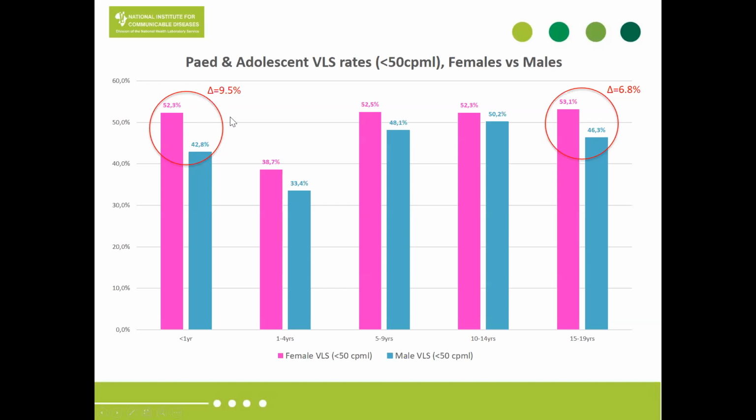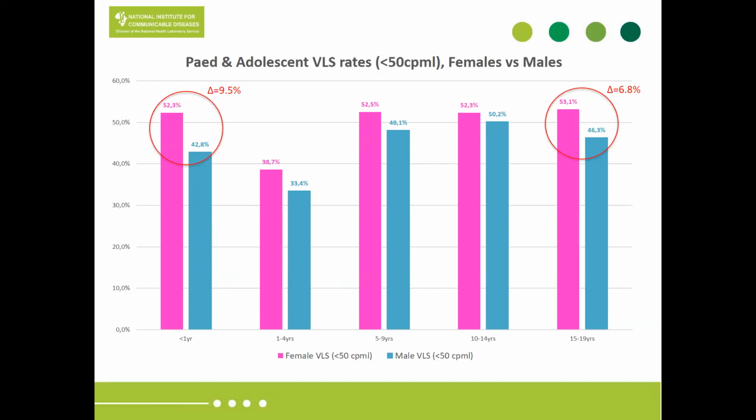are most different in the infancy period between males and females. So suppression rates for females is in pink, suppression rates for males is in blue, and you can see that the difference in the less than 1 year age group is actually the largest. It's about 10% difference, and that is something that has interested me. I haven't had the time, I'm afraid, to explore this further, but I think it's fascinating, and maybe there's an immunological basis for this difference.